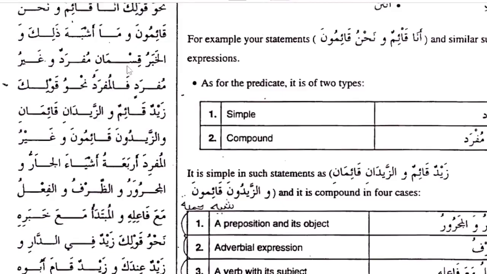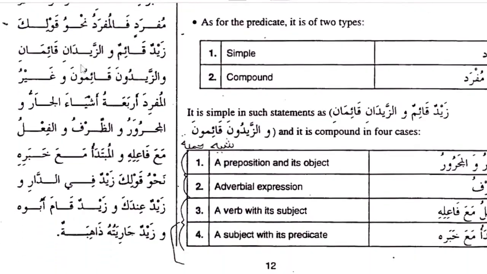Then, ghayru mufrad, other than one word, we can have the information or the predicate not being just one word. Example, Muhammadu yazhabu ila al-madrasa. So that part, yazhabu ila al-madrasa, gives information about Muhammad, but it is not one word. I hope that is clear. So that is what he's saying. The khabar can be one word, or it can be more than one word. I hope that is clear.